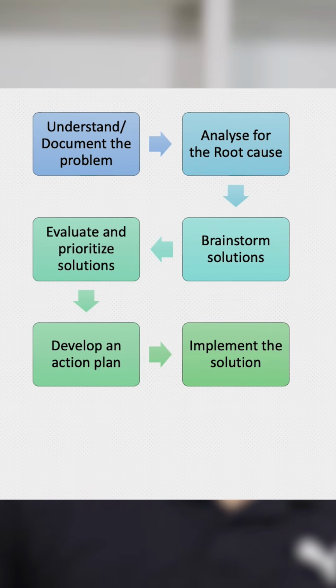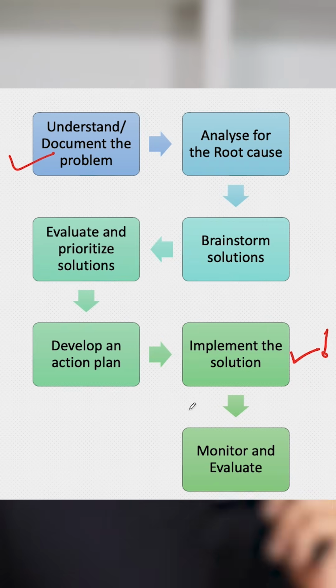So once you have understood the problem, you go through root cause, understand the solution, prioritize the solution, develop an action plan, and then you implement the solution. You don't directly jump to the solution itself. And this is not where it ends. Once you have implemented the solution, it is very, very important that you check whether the solution was successful or not.